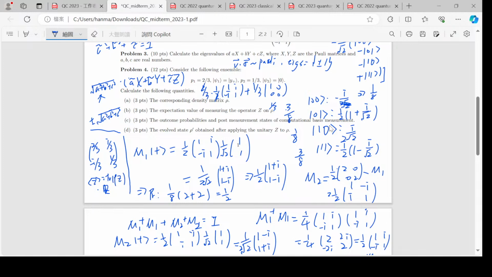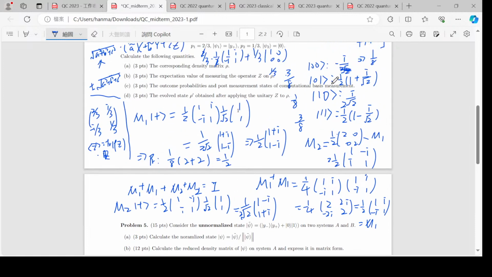And then when you do a computational basis measurement, that's you do projection onto 0 and projection onto 1. And so the outcome probabilities should be just this 2 over 3 and this 1 over 3. And the post-measurement states will be this 1, 0, 0, 0 and 0, 0, 0, 1.